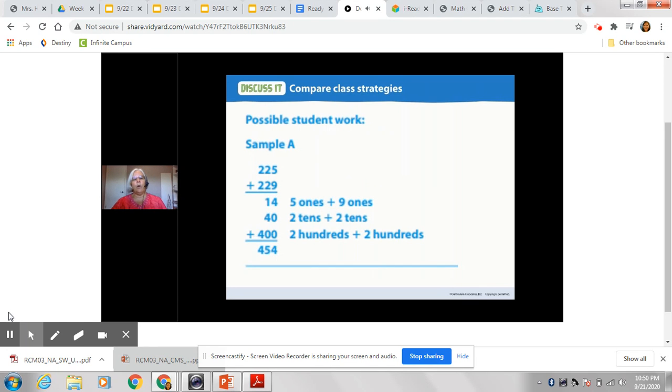This student solved the problem using partial sums. We can see that they added the 5 ones and the 9 ones and got 14. And then the 2 tens and the 2 tens and got 40. And then 200s and 200s and got the sum of 400. And then they added each of the columns together to get 4 in the ones column, 4 plus 1 equals 5 in the tens column, and 4 in the hundreds column, for a total of 454.